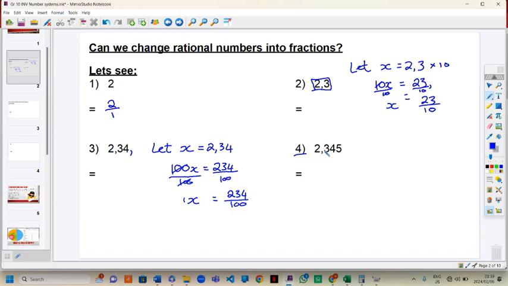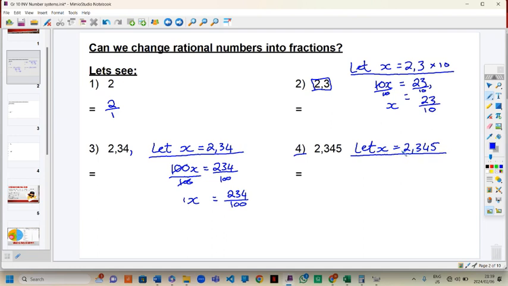Same thing again, example 4. Now we've got 2 comma 3 4 5, adding another decimal there. So first thing I do, we're going to make this equal a letter. Exactly the same thing, every single time. Let x equal 2 comma 3 4 5. You see it's the same thing I did every single time. Let x equal something. Now I want to move this comma where? I want to move it here.